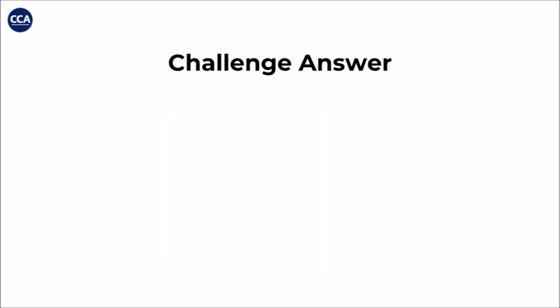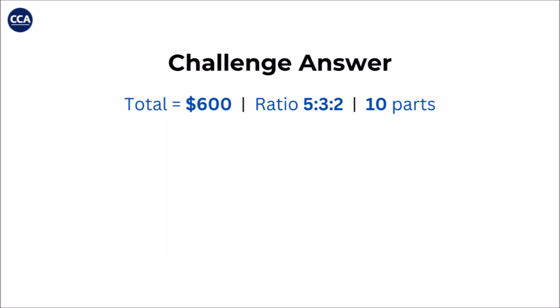Let's solve it, step by step. The ratio is 5 to 3 to 2. Total parts, 5 plus 3 plus 2 equals 10. The total sum is $600. So, 1 part equals $600 divided by 10 equals $60.